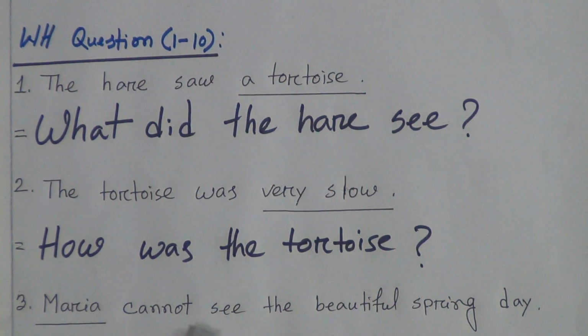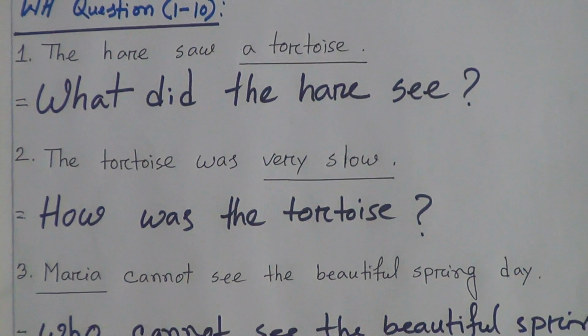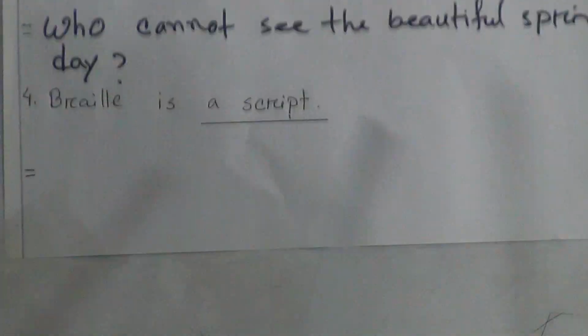Number 3, Maria cannot see the beautiful spring day. The underlined word is Maria. Maria is a person. When we want to get any information about a person, we will ask a question with who. Who cannot see the beautiful spring day?